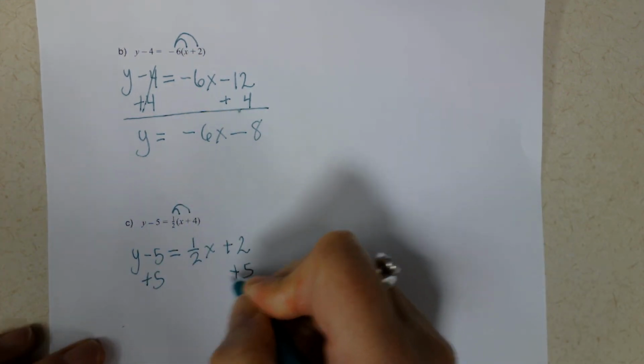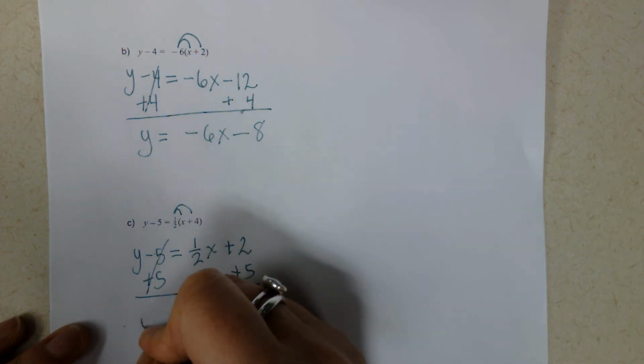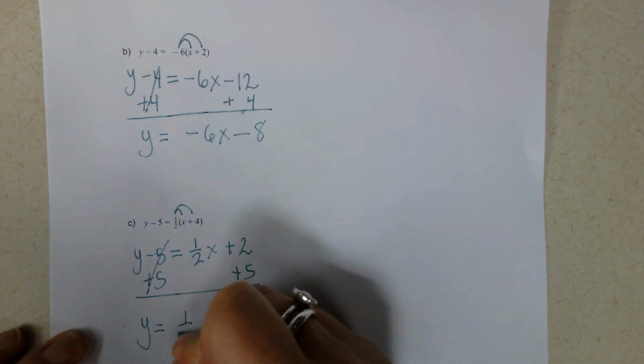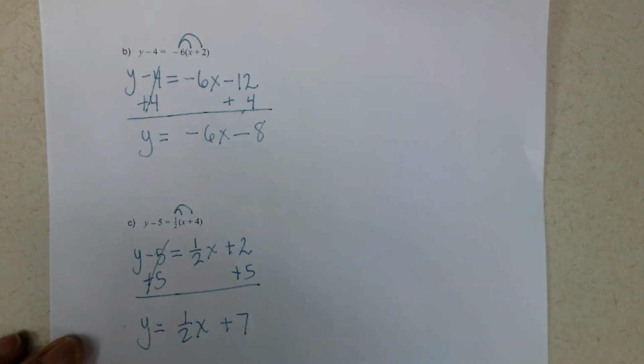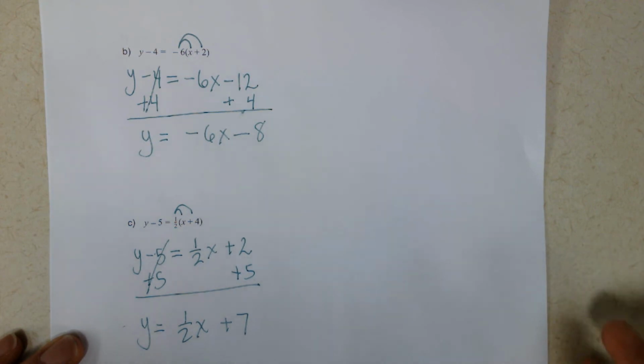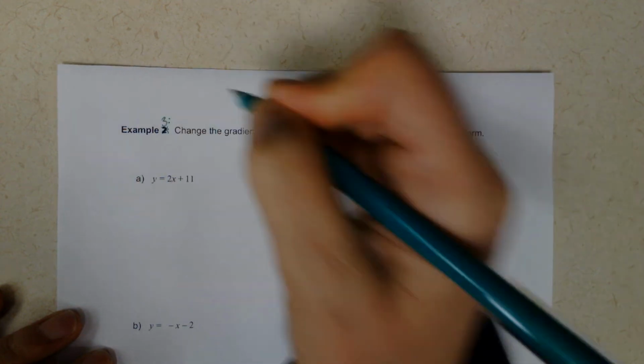Combining plus 5. This was minus, inverse operations, I add it. So now I'm at y equals 1/2 x plus 7. 2 plus 5 is 7. And there you have it. Okay, and last example, oh, this should be example 3. I probably got tired there.